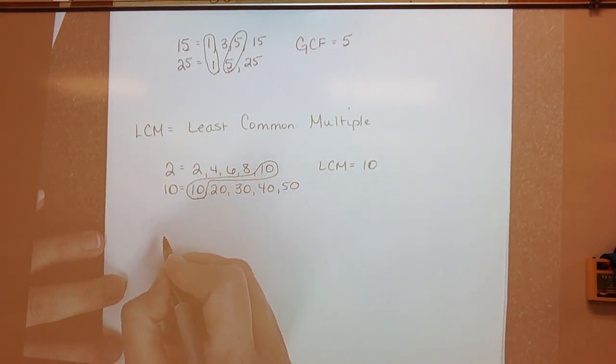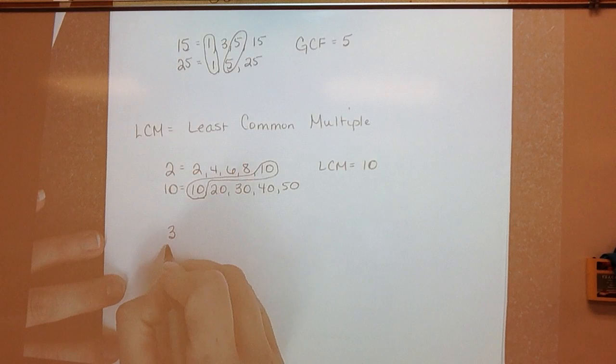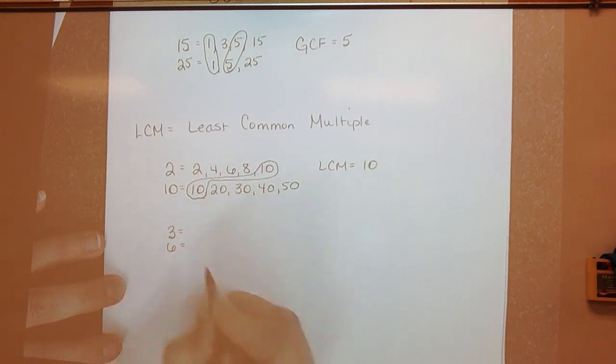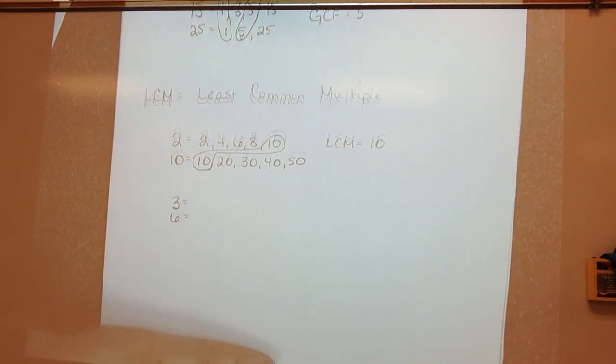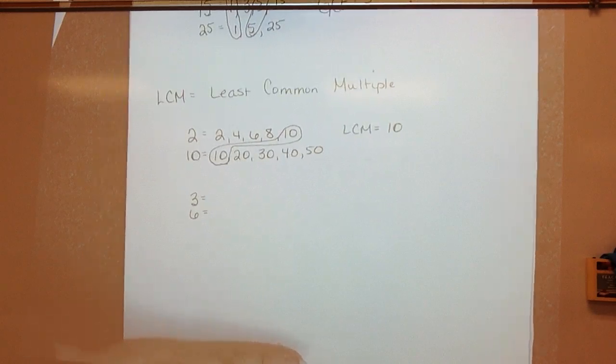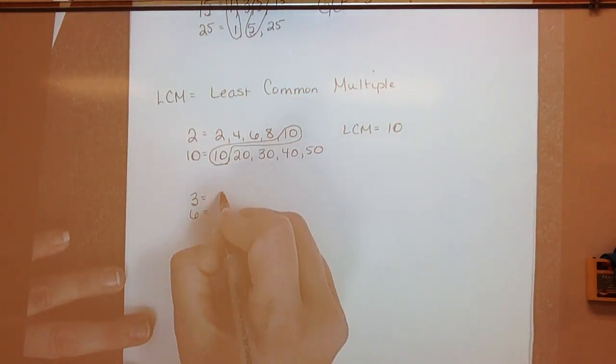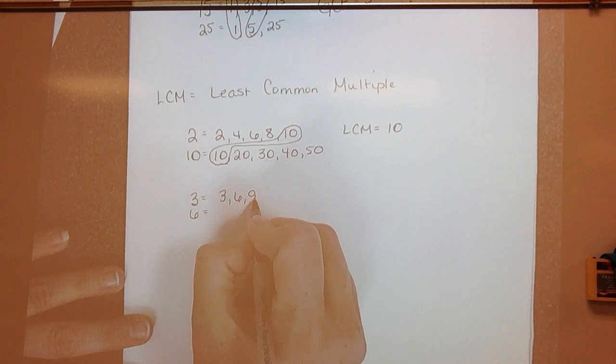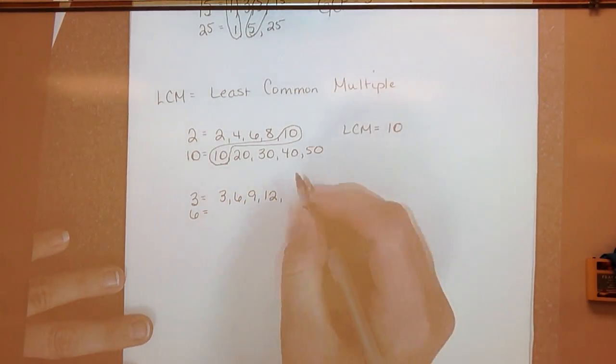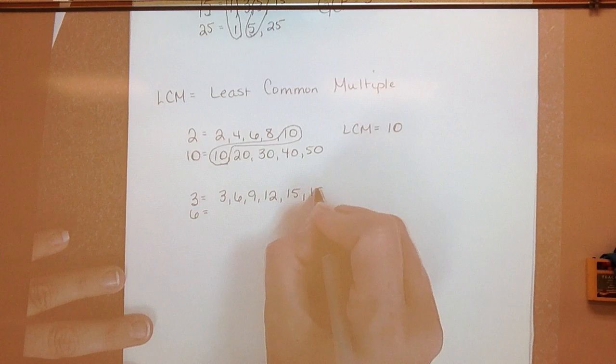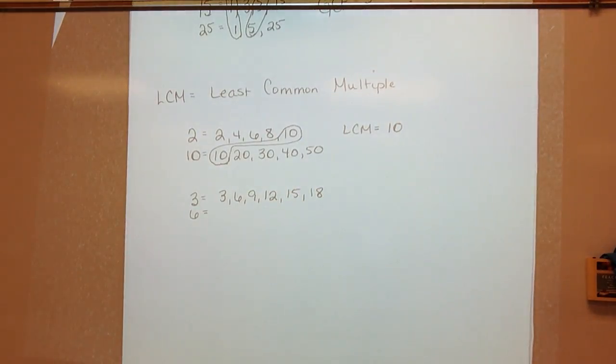Let's say that I want to look at the number 3 and the number 6. So I'm going to start listing my multiples. 3, 6, 9, 12, 15, and I'm going to go ahead and list the first 6 there, because I want to show you something.